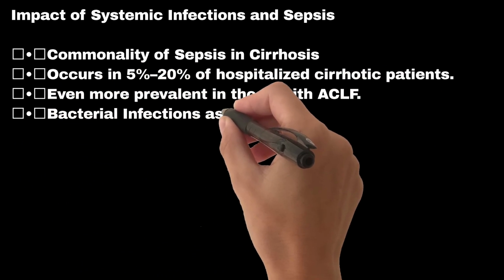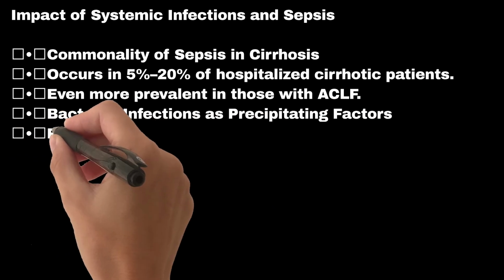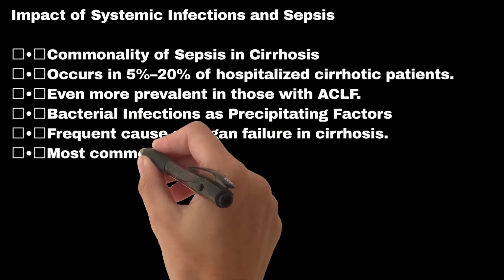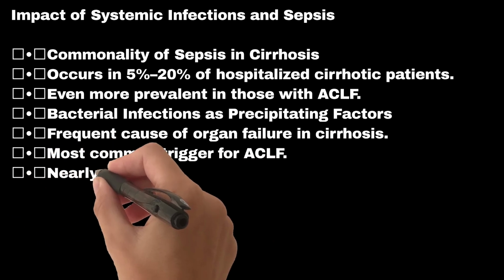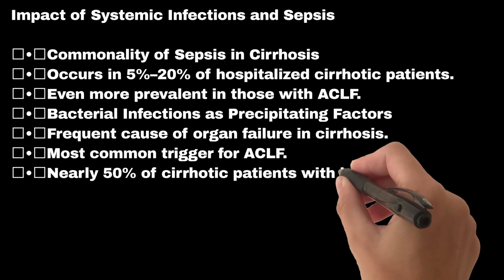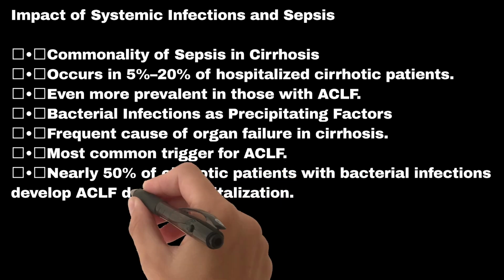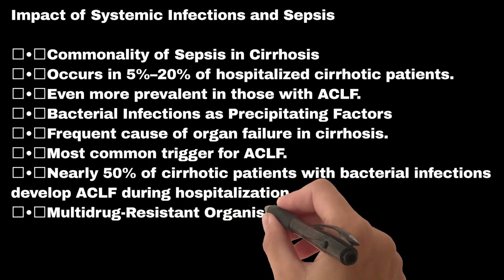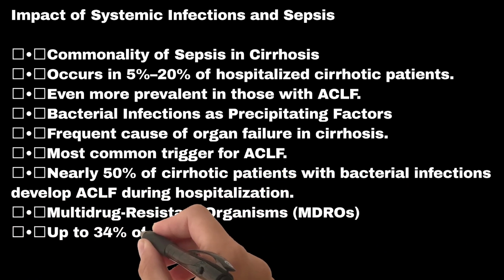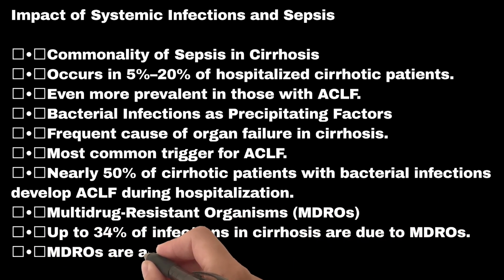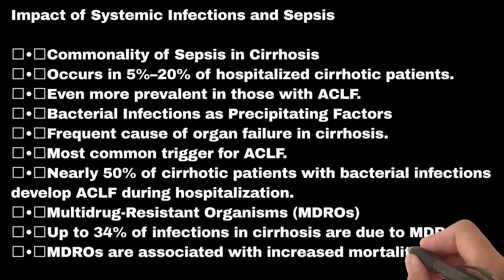Bacterial infections as precipitating factors. Frequent cause of organ failure in cirrhosis. Most common trigger for ACLF. Nearly 50% of cirrhotic patients with bacterial infections develop ACLF during hospitalization. Multidrug-resistant organisms, MDROs: up to 34% of infections in cirrhosis are due to MDROs. MDROs are associated with increased mortality.